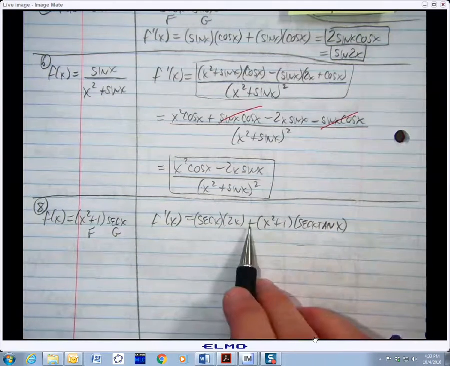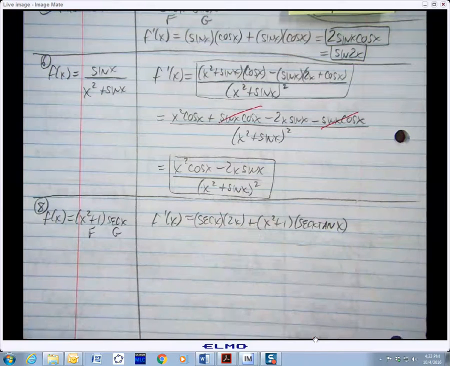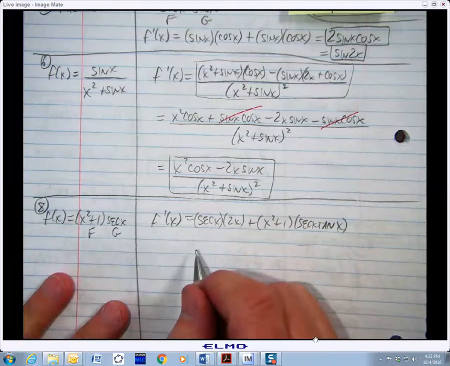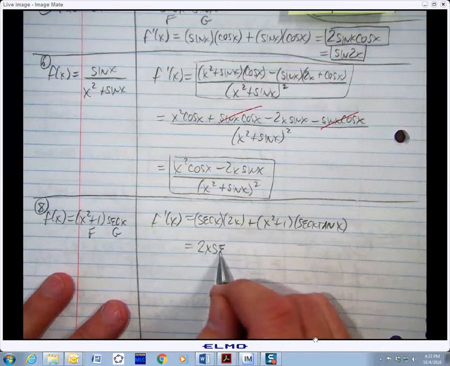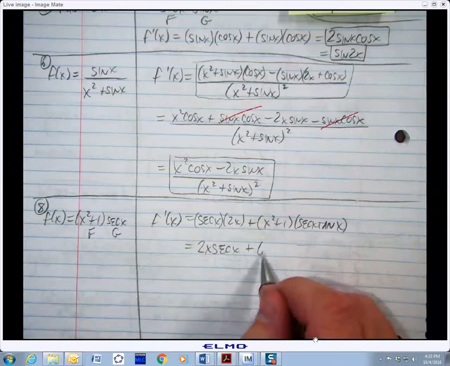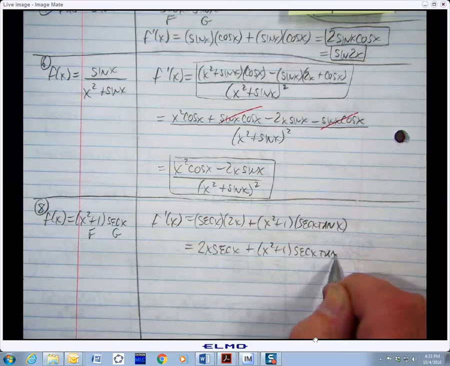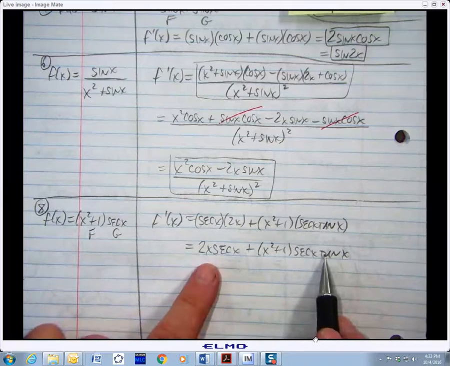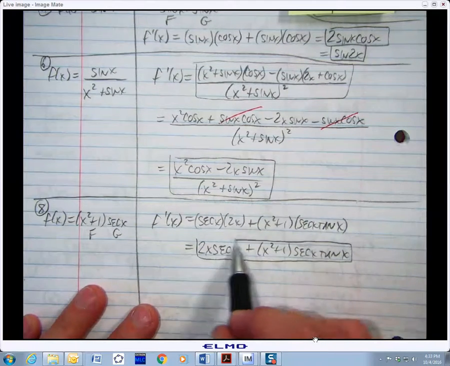I've got my clear plus sign in between. It's not a quotient, so it's not a minus. It's a product, so you get a plus. And let's see. If we reorder this and drop the parentheses, algebra before trig, we can leave this as is for a moment. That would be a pretty decent answer right there. So let's go ahead and box that one up. That would be a preliminary boxing.